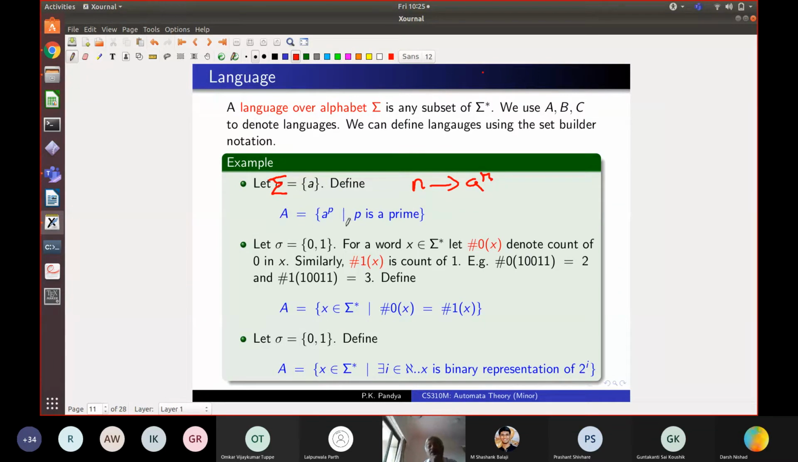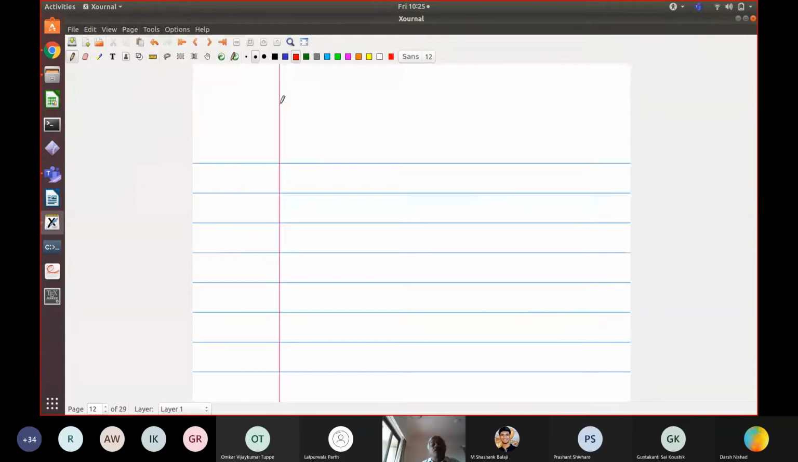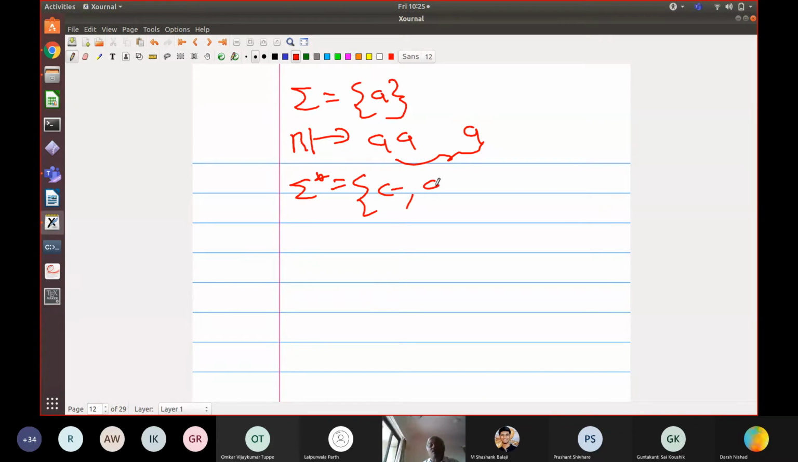Let me work this out a little bit in detail so that things become clear to you. Our alphabet sigma is a single letter a. A number n is represented as a string a repeated n times in unary. What will be the elements of sigma star? Sigma star will consist of all strings like epsilon, a, aa, and so on, all possible strings of finitely many a's.